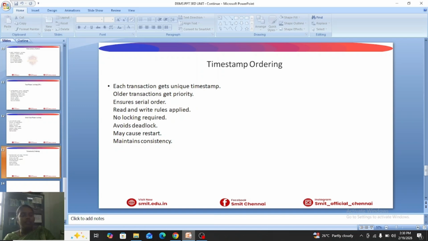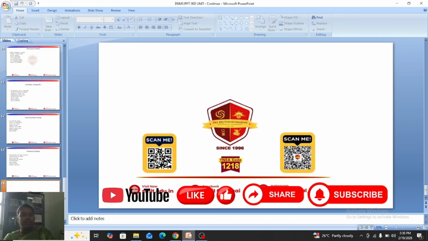Moving on to timestamp ordering. Each transaction gets a unique timestamp. Older transactions get priority, ensures serial order, read and write rules apply, no locking required, avoids deadlock, may cause restart, maintains consistency.